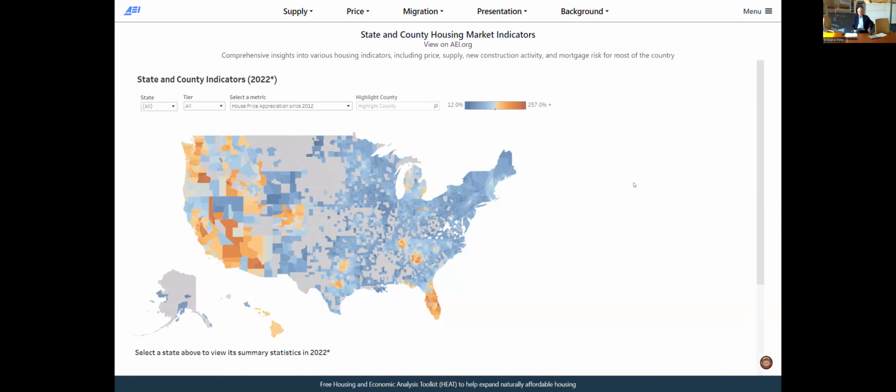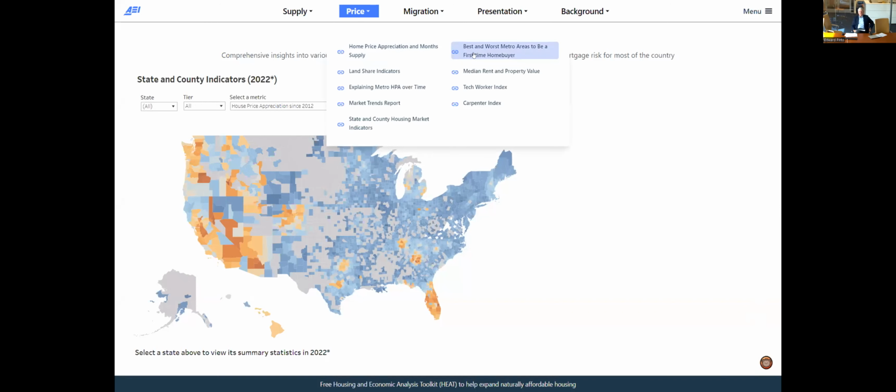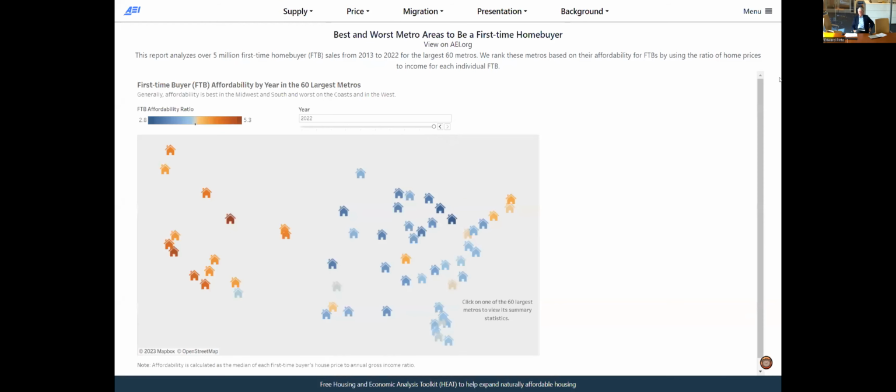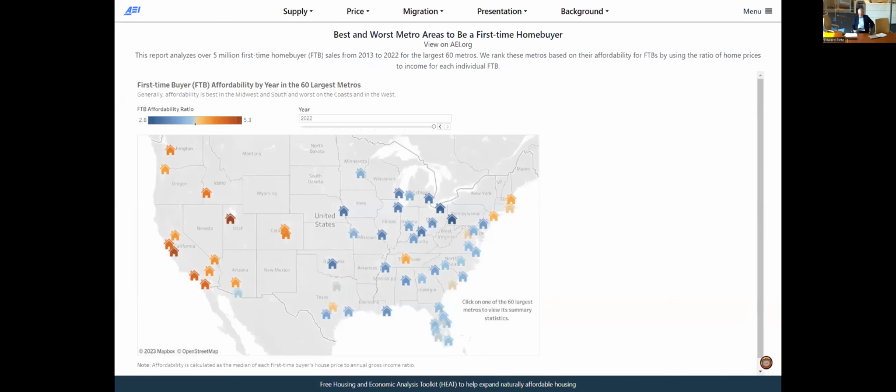The next tool, I'm going to go through these relatively quickly, is the first time buyer tool. And you can see, if you highlight Los Angeles, you'll see Los Angeles out of 60 metros is number 58 in 2022 in terms of affordability for first time buyers. I think the only place, I think San Diego might be worse, if you can hover, I forget which one's number 60, but there's 59 and Salt Lake is number 60.